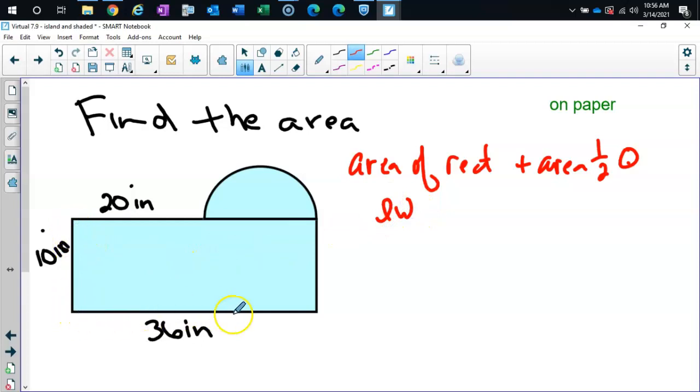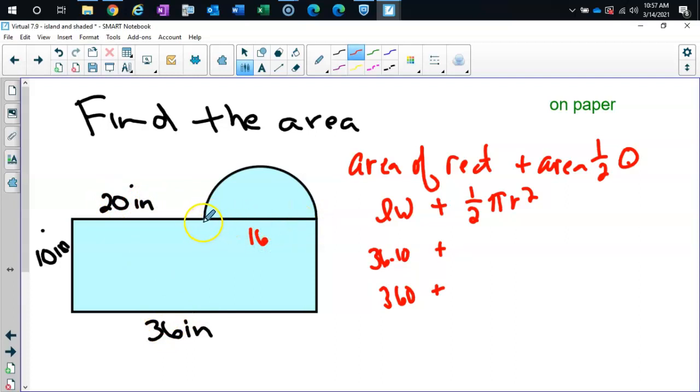Now, pay attention to this. This rectangle is 36 by 10. This 20 is from here to here. Okay, so 36 times 10 is 360. Plus our formula for area of a circle is 1/2, because it's half a circle, pi r squared. Do not forget the 1/2. Now, here's the tricky part. This side is 36. This side is 20. So 36 minus 20, this is 16.